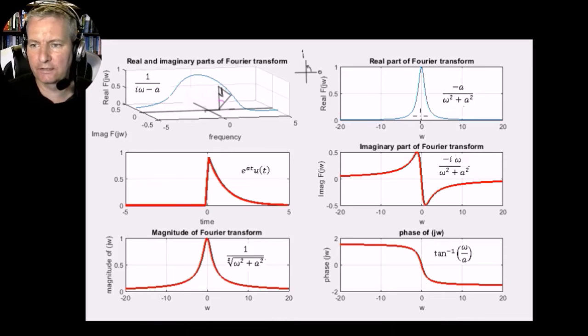So this is the analytic version of this function. And the imaginary part is given by minus i omega upon omega squared plus a squared. So this is the analytic description of the imaginary odd part of this function here. But as we said, we don't usually see them drawn out like this. We'll see them drawn out in terms of a magnitude and a phase.